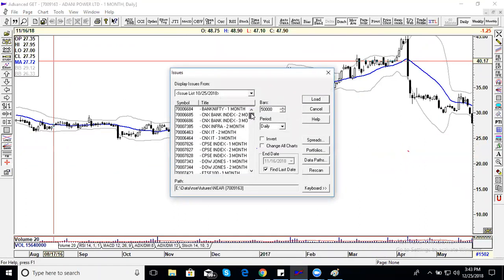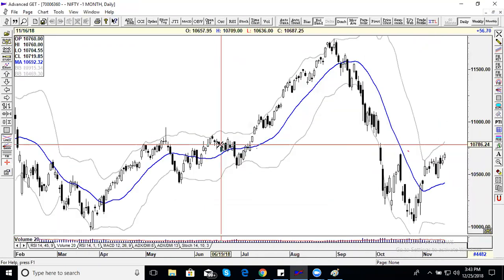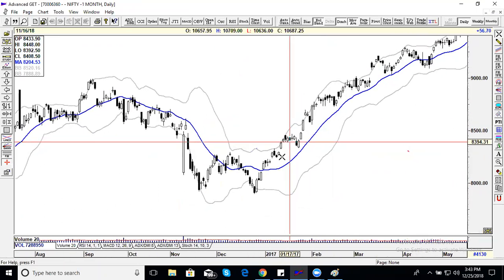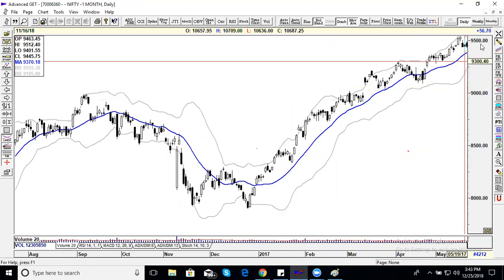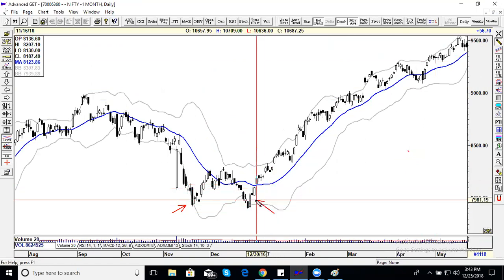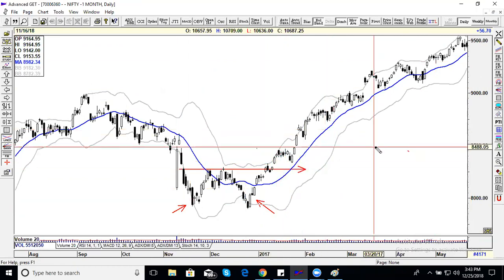Let me show you on the Nifty chart how it behaves. See, the market made a bottom here, an outside closing, and comes back here. It was not an inside closing. Sometimes this happens. It moves out. Next, what happens?